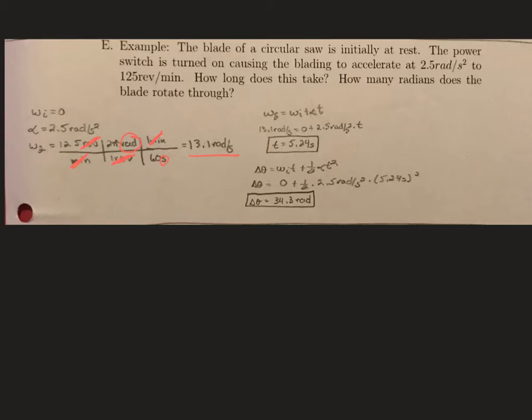I am first asked, how long does this take? So how long does it take to go from 0 to 13.1 radians per second? So I need to solve for time. I go to my list of kinematic equations, and the first one is this equation here. And I have final velocity, initial velocity, and acceleration, so I can solve for time. So I plugged my numbers in here and solve for time.